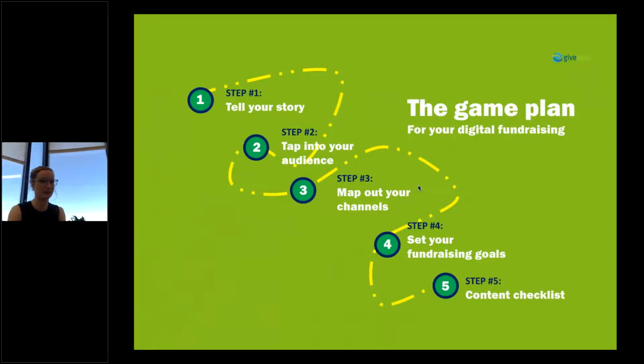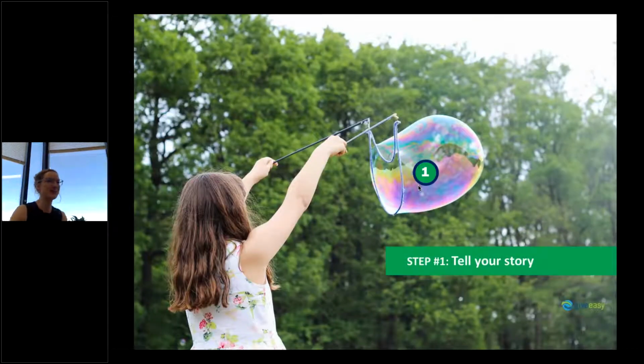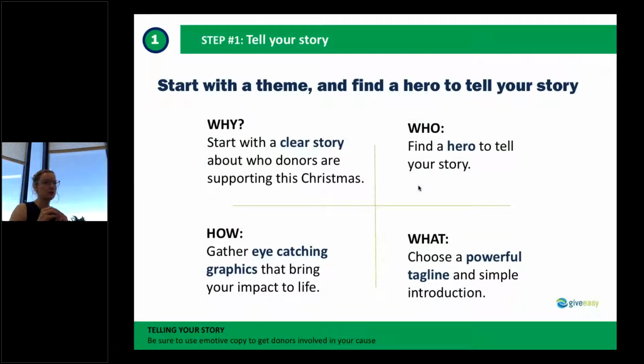So I might begin with step one. Step one is to tell your story. It's really important to go through a couple of elements with your donors. So ask the question why. Why would people care about your organisation? Why do people want to give? So really start with a clear story about who you are and what it is that you specialise in, so that people want to give and they want to be a part of your community.